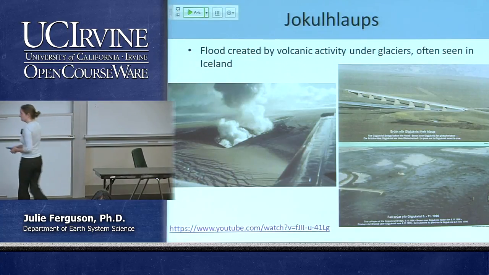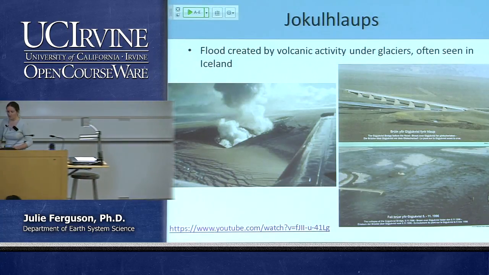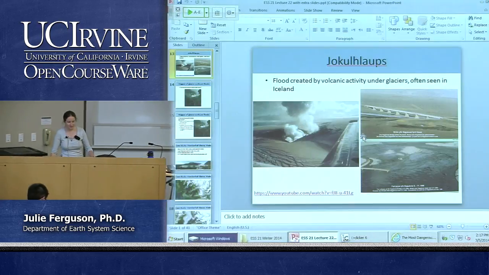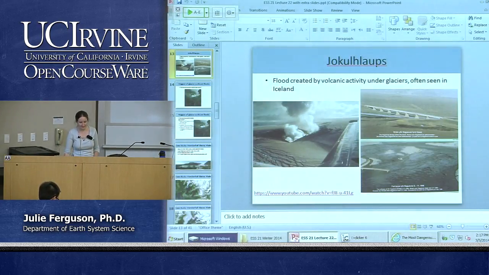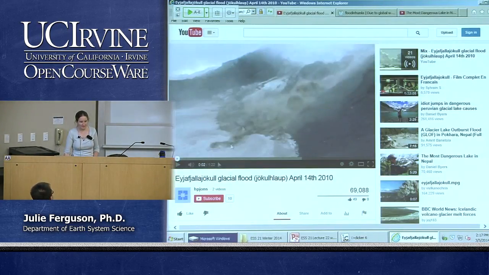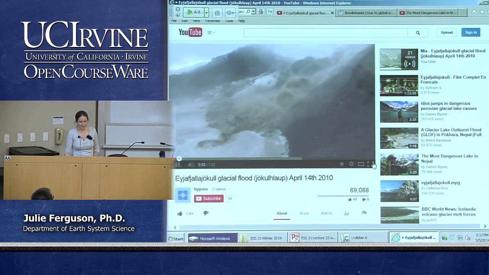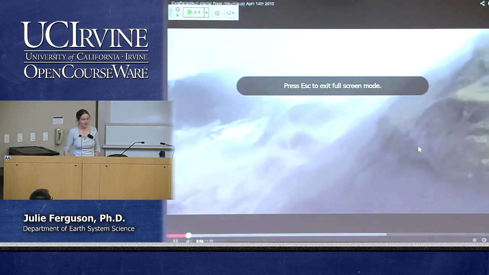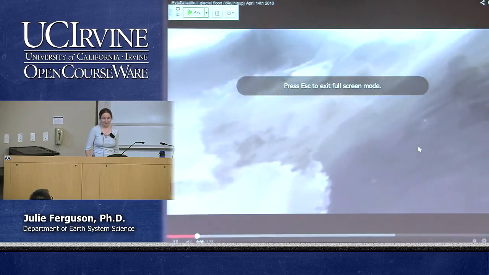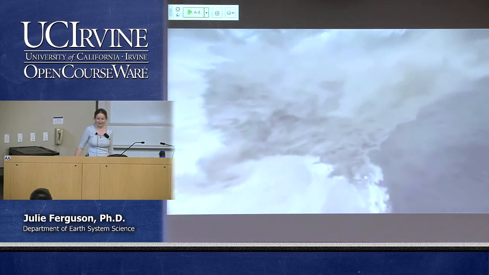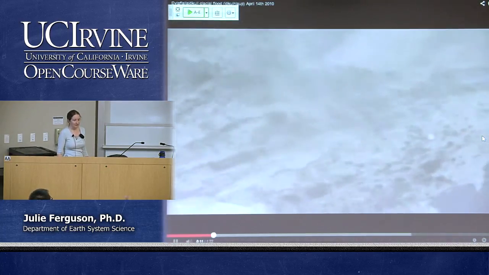And I have a little video to show you, and unfortunately, with relatively little vegetation in Iceland, it's sometimes difficult to get a sense of the scale of these things. But this is the flood that resulted from the volcano, whose name I can't say, Eyjafjallajökull or whatever, in 2010. And look at the amount of water.